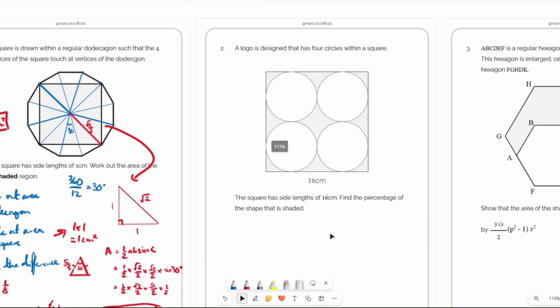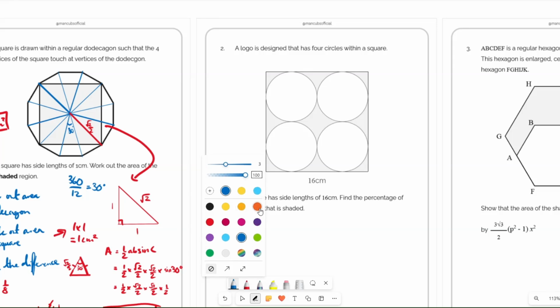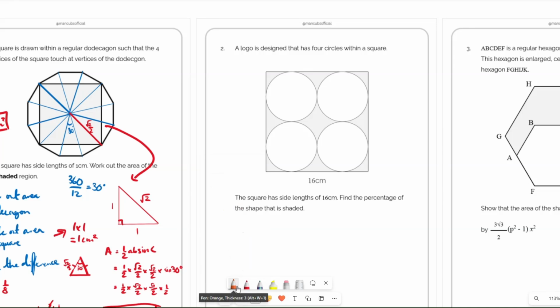So a logo is the sign that has 4 circles within a square, and the square has side lengths of 16 centimeters. Find the percentage of the shape that is shaded. So again, kind of similar to the previous question, as in we are finding the area of the bigger shape, finding the area of the smaller shape inside, and finding the difference.